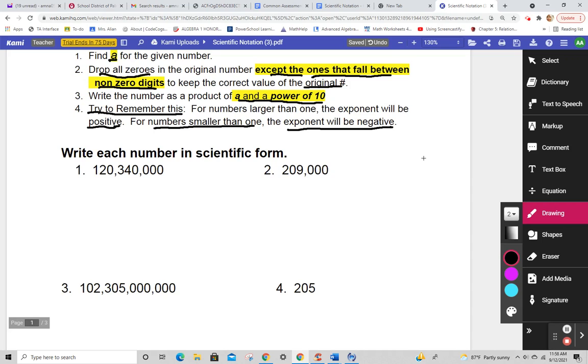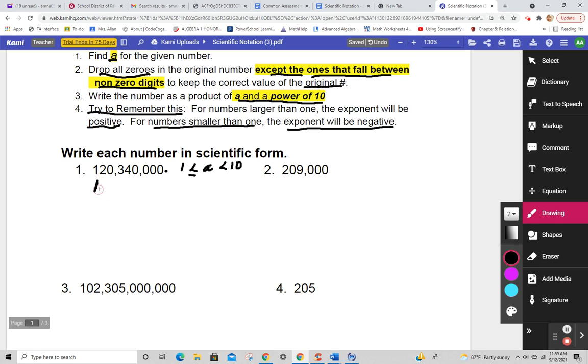Here's our first number. We want to find a first, okay? So a is a number 1 or greater but less than 10. So if you don't see the decimal point in a number, it's always behind the number. So you could go ahead and write it in. Now we need this decimal point to be right here in order to create a, so that a is a number 1 or greater but less than 10. So the only place this will work is if I put the decimal here.